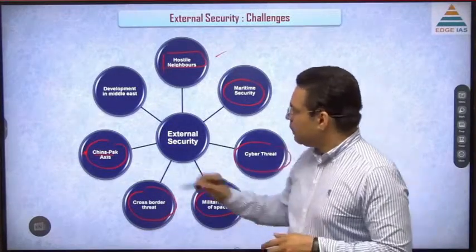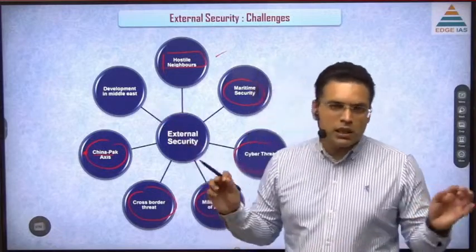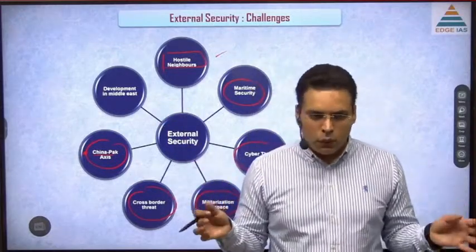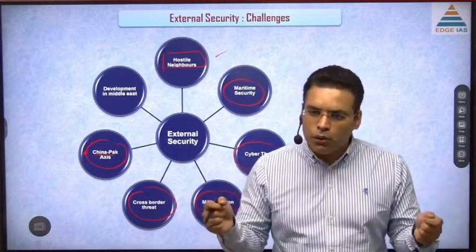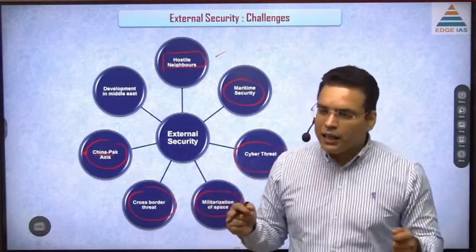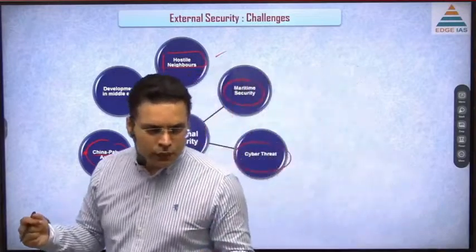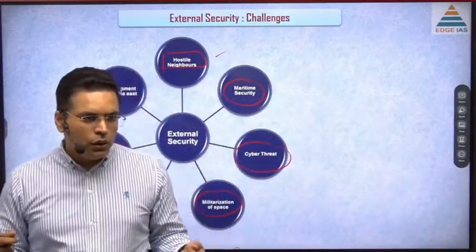Okay? Development in the Middle East. Now, security is a very wide concept. One concept is called energy security. Energy security is very paramount for development, for a country like India, which is growing and emerging. Today, an article came in The Hindu by C.